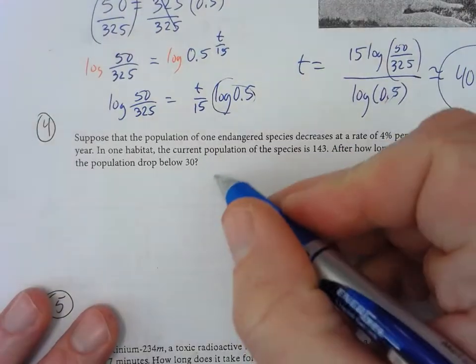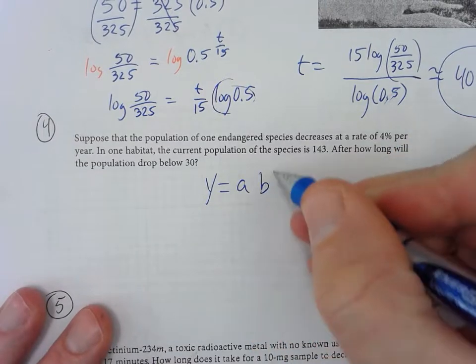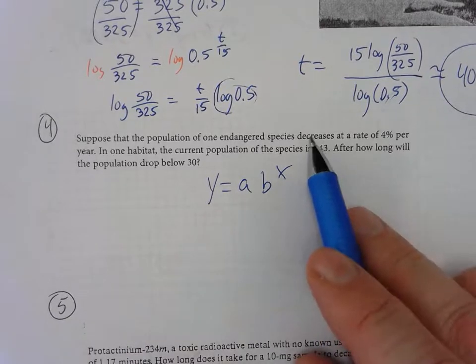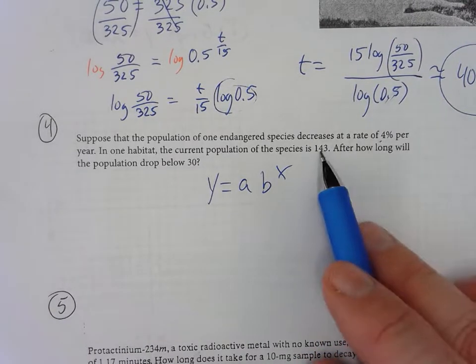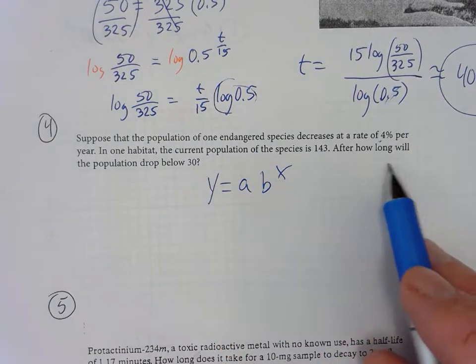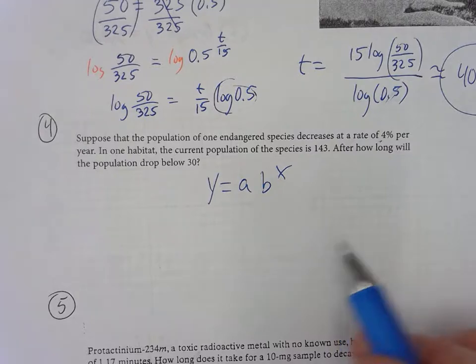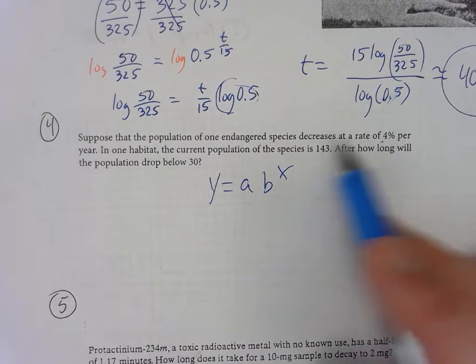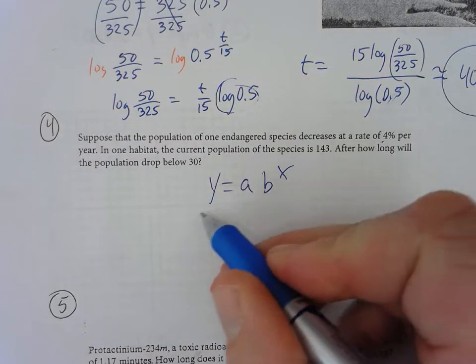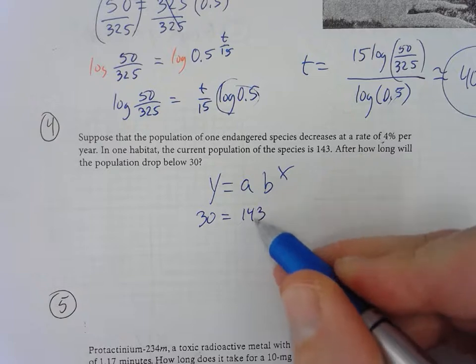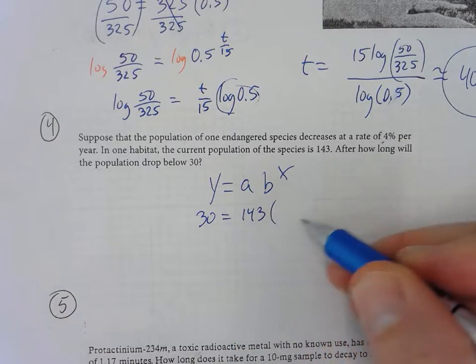All right. Our exponential growth decay formula is y equals a times b to the x. So suppose a population is decreasing at 4%. There's 143 of them, and they're dropping down to 30. So we want to figure out how long that takes to happen. Anytime you can pause the video and read the question faster, I'm just hitting the highlights. So 30 is our final amount. Our starting amount is 143. And we're going down 4%.